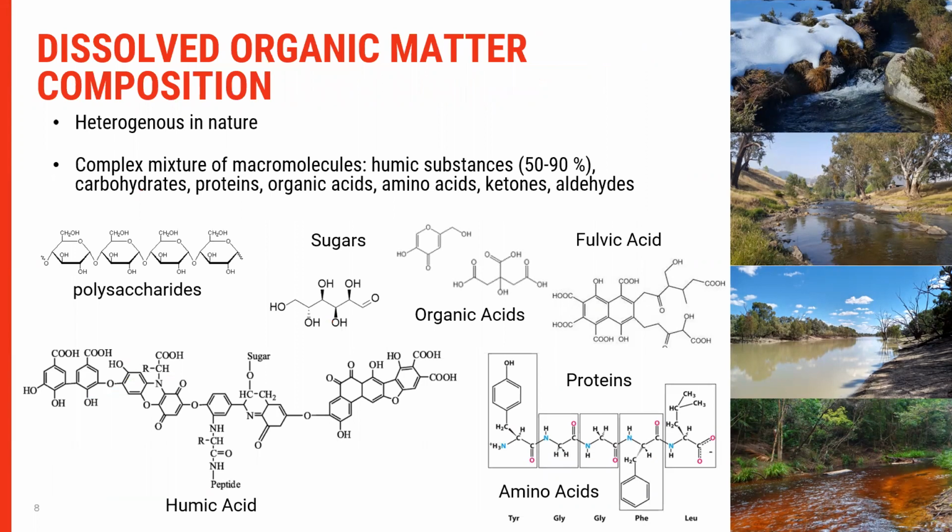As I mentioned, it's a wide variety of different molecules, so it's very heterogeneous in nature. And as you can see, it's a very complex mixture of macromolecules. So most of dissolved organic matter in freshwaters tends to be in the form of humic substances, and these can make up 50 to 90% of the organic matter pool. But then we also have carbohydrates, proteins, organic acids, amino acids, ketones, and aldehydes that can also contribute to dissolved organic matter within fresh waters.